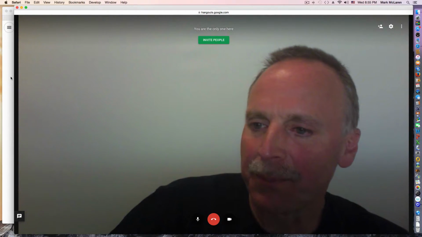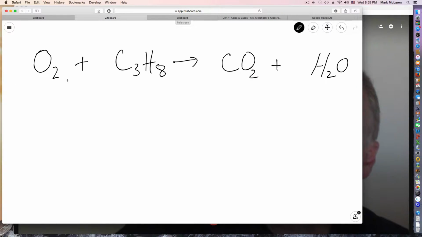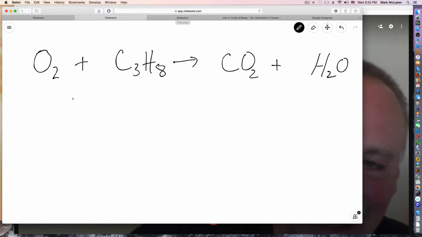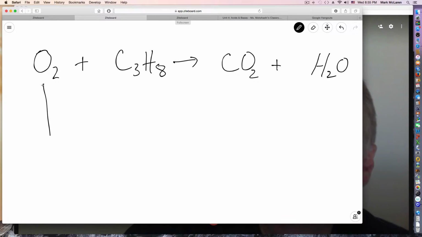So the first one, I'm going to go over to my whiteboard here, and this reaction that I have in front of you is propane reacting with oxygen. And when hydrocarbons react with oxygen, they're burning, and they're producing carbon dioxide and H2O. The first tip that I want to give you is that you should always balance elements last. So any chemical in this equation that's in its elemental form, you're going to balance last. And so that would be the oxygen right here.